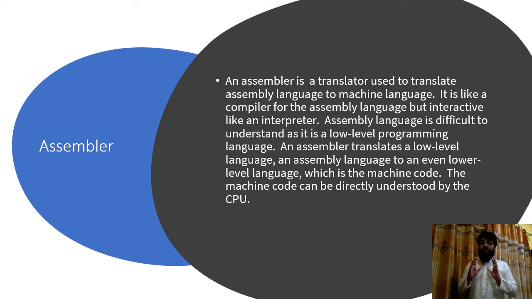Assembly language is difficult to understand as it is a low-level programming language. An assembler translates a low-level language, the assembly language, to an even lower-level language, which is the machine code. The machine code can be directly understood by the CPU. This is how an assembler works, to easily translate the code into a language that is easily understood.